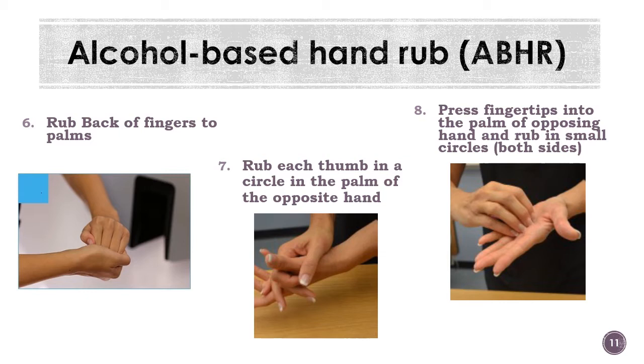And step 8, you're going to press the fingertips of one hand into the palm of the other hand, and you're going to rub in small circles and then repeat the same process on the other hand. Once this is completed, this is the end of the alcohol-based hand rub, and your hands are now considered clean. All you have to do now is wait until all the alcohol has dissolved and the hands are dry before you start the next step of your treatment.